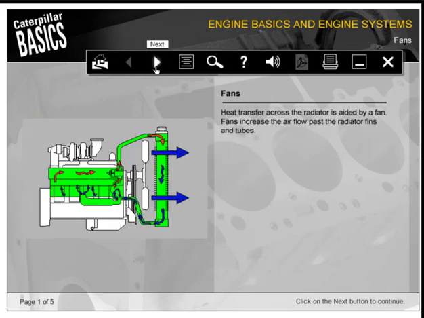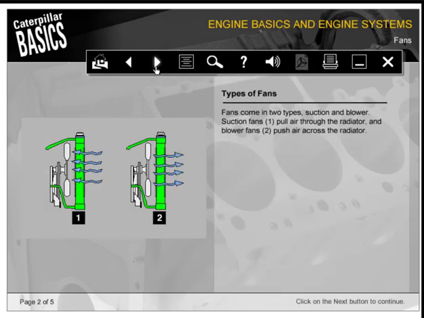Heat transfer across the radiator is aided by a fan. Fans increase the airflow past the radiator fins and tubes. Fans come in two types, suction and blower. Suction fans, such as number 1, pull air through the radiator. Blower fans push air across the radiator.